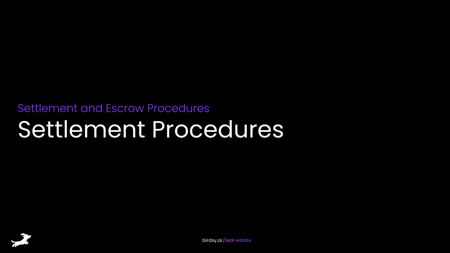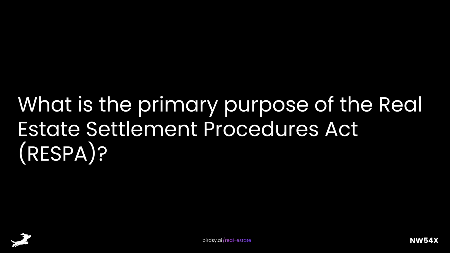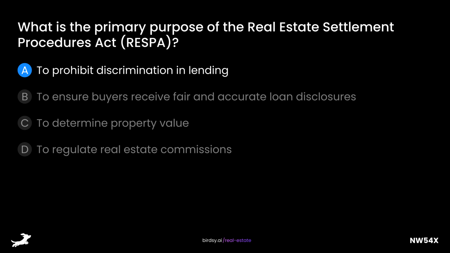Settlement procedures. What is the primary purpose of the Real Estate Settlement Procedures Act? Is it A, to prohibit discrimination in lending, B, to ensure buyers receive fair and accurate loan disclosures, C, to determine property value, or D, to regulate real estate commissions? The answer is B, to ensure buyers receive fair and accurate loan disclosures.